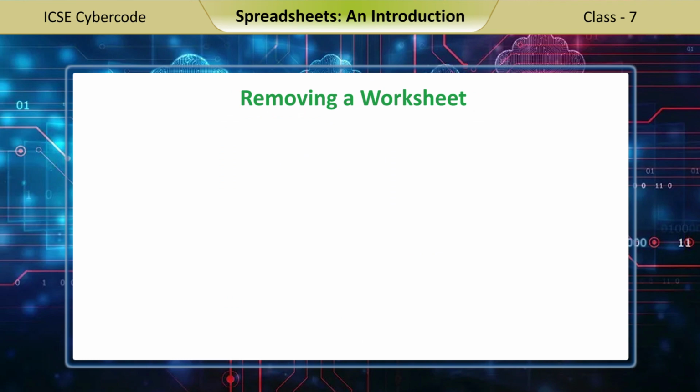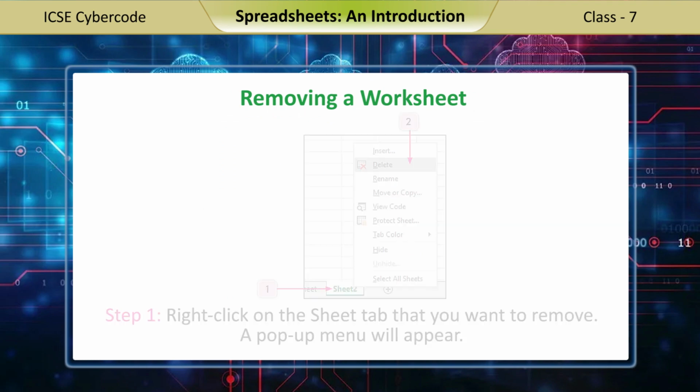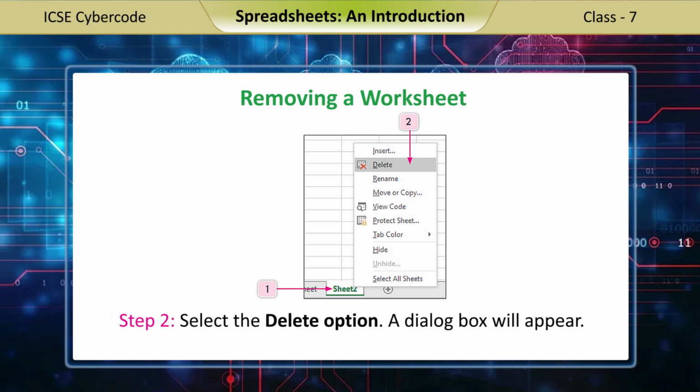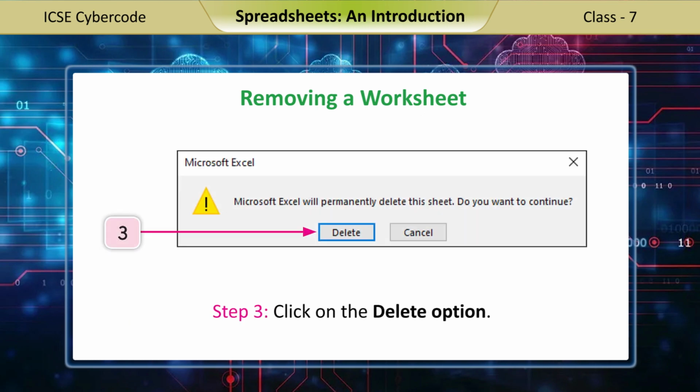Removing a worksheet. Follow these steps to remove a worksheet. Step 1. Right-click on the sheet tab that you want to remove. A pop-up menu will appear. Step 2. Select the Delete option. A dialog box will appear. Step 3. Click on the Delete option.